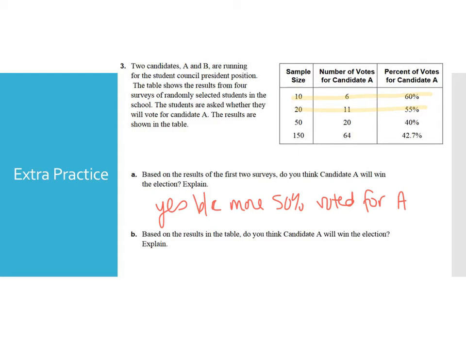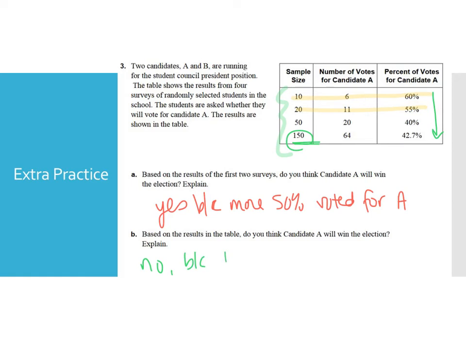Now, based on the results in the table, do you think candidate A will win the election? So based on all of them, do we think candidate A will win? We're going to go with no on this one, and here's why. The larger your sample, the more accurate your data. Okay, so as our sample got larger, the number of votes for A actually decreased. So do we think A will win?